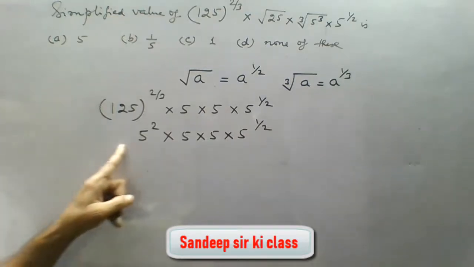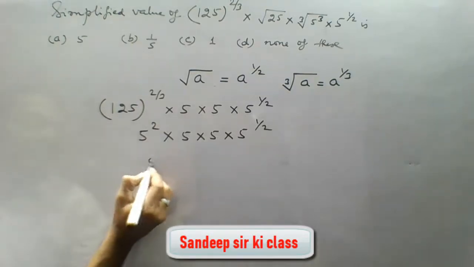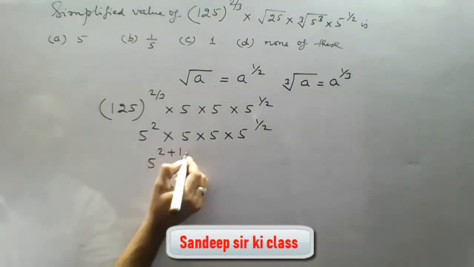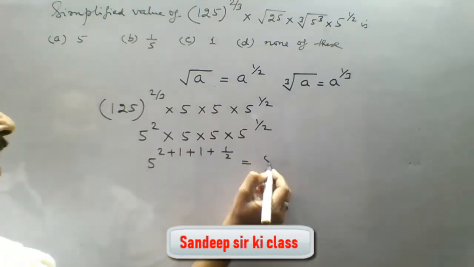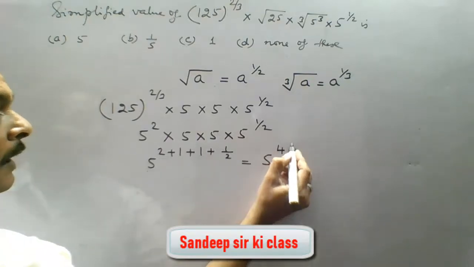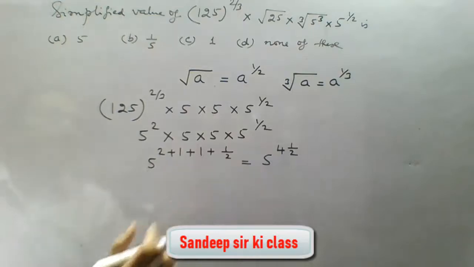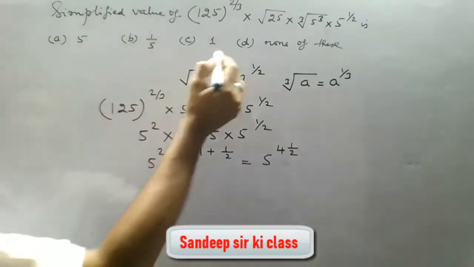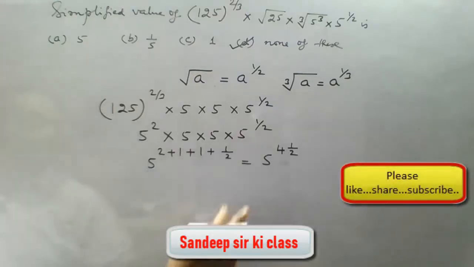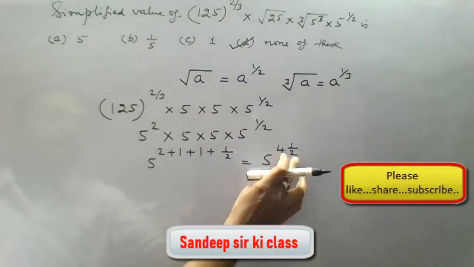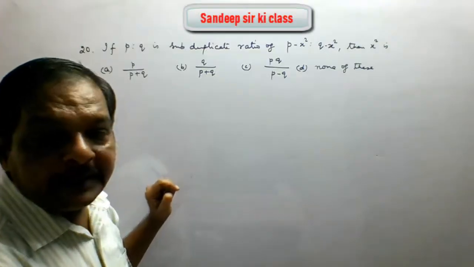Now base is same in all, so powers will be added. We get 5 to the power 2 plus 1 plus 1 plus 1 upon 2, which is equal to 5 to the power 4 and half, which here is option none of these. So the simplified value of this is 5 raised to the power 4 and half, and option here is none of these. Question number 20.